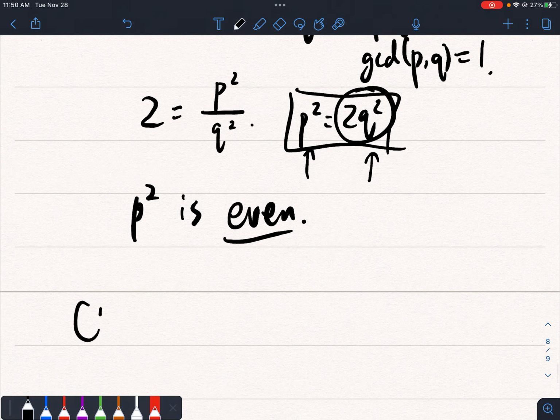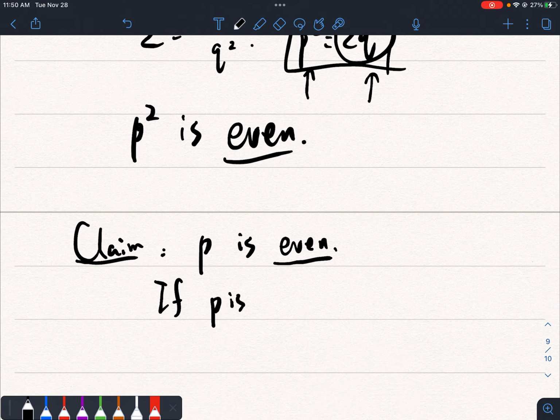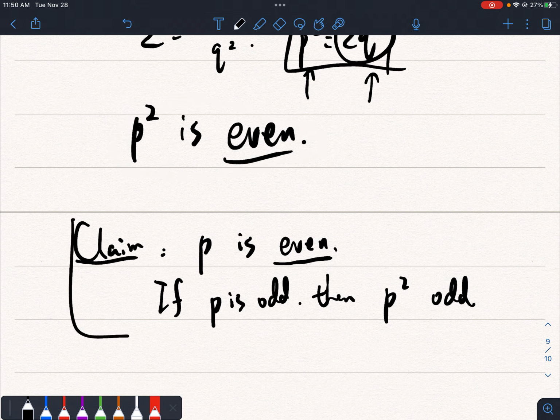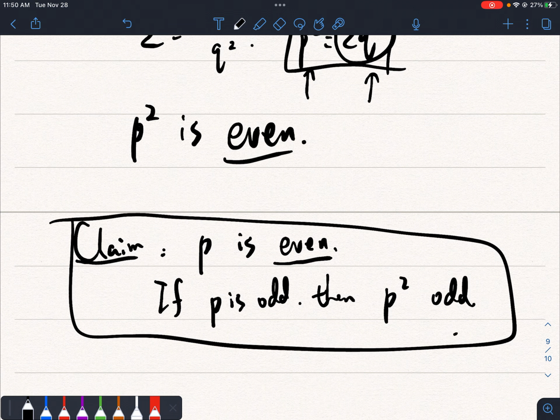And then I claim that P has to be even as well. So we can prove this by contradiction. So if P is odd, then you take the square of an odd number, it's still odd, right? Because for example, 1 squared is 1, 3 squared is 9. So the square of any odd number is odd. But here, P squared is even, so this is false, which means P cannot be odd. So you prove that P is even, okay? So this is like a quick claim and a proof of the claim.